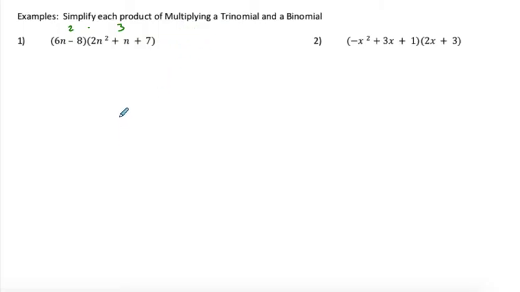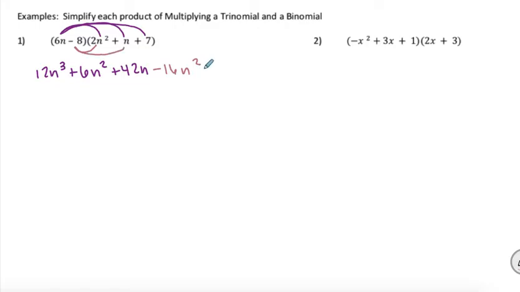But we'll do the same piece that we did before, where we distribute the first piece. So now I have 6n times 2n squared. So I have 12n cubed, with 3 being multiplied, and then go to the next one. 6n with 2 being multiplied, and 6n times 7 is 42n. And then we switch to the negative 8. Negative 8 times 2n squared is minus 16n squared. Negative 8 times n is minus 8n. And negative 8 times 7 is negative 56.